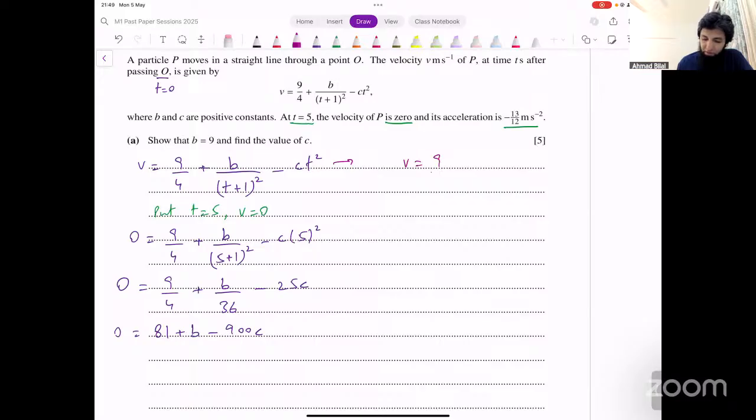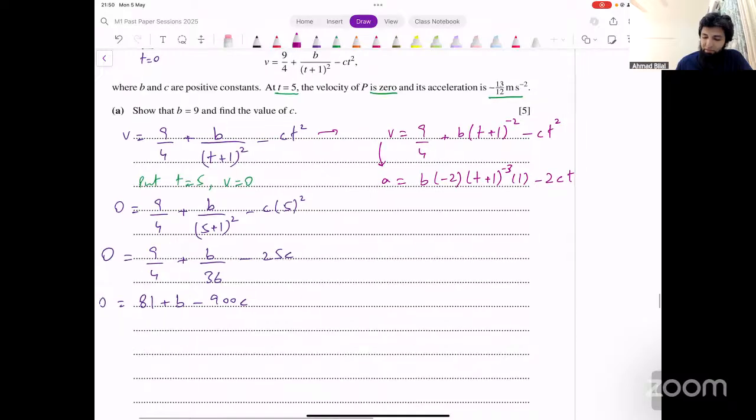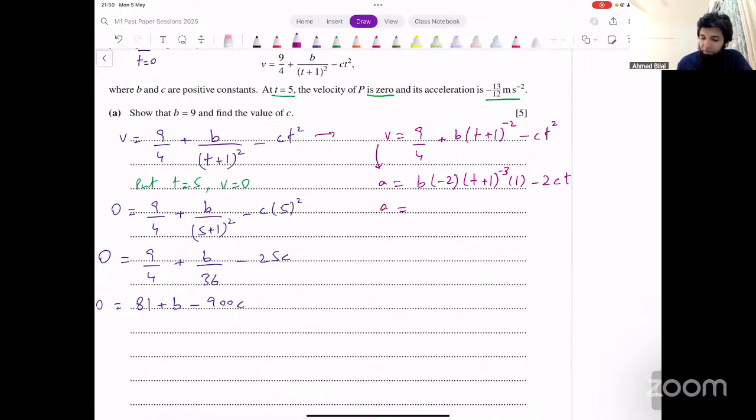Let me actually write it like this first. V is equal to 9 over 4 plus B into (t plus 1) power minus 2 minus ct squared. Find the derivative of this. That's going to be acceleration. B into minus 2 into (t plus 1) power minus 3 times the derivative of t plus 1, that's just 1, minus 2ct. That's the derivative. That's the acceleration function. We can simplify this first. A equals minus 2b divided by (t plus 1) whole cube minus 2ct.